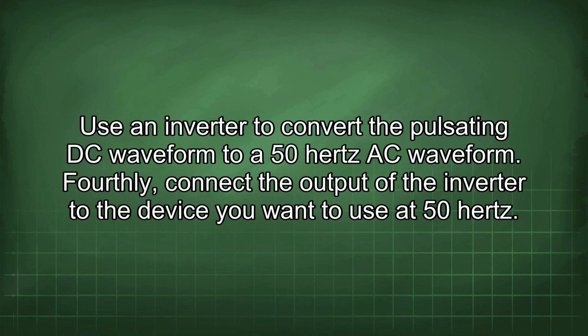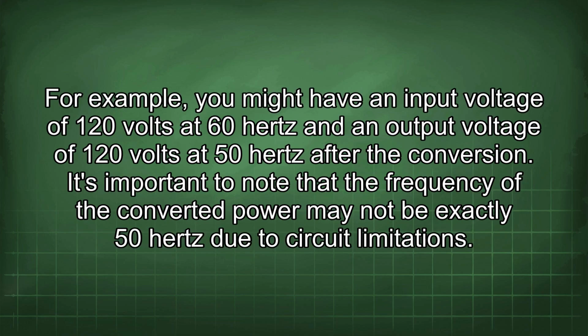Fourthly, connect the output of the inverter to the device you want to use at 50 Hz. For example, you might have an input voltage of 120 volts at 60 Hz and an output voltage of 120 volts at 50 Hz after the conversion.